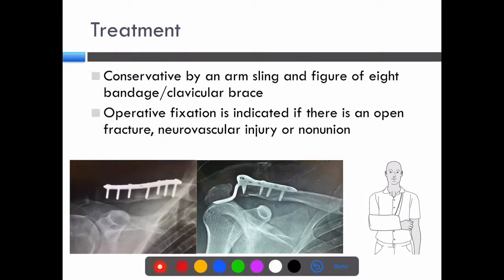With gradual mobilization. But sometimes operative fixation is needed, especially in case of an open fracture, one with neurovascular injury, non-union, or a cosmetically unacceptable deformity. Mostly this is operated by plate fixation. Often we treat it with an intramedullary nail, and in case of a lateral end clavicular fracture, we treat it with this kind of lateral end anatomical plate.